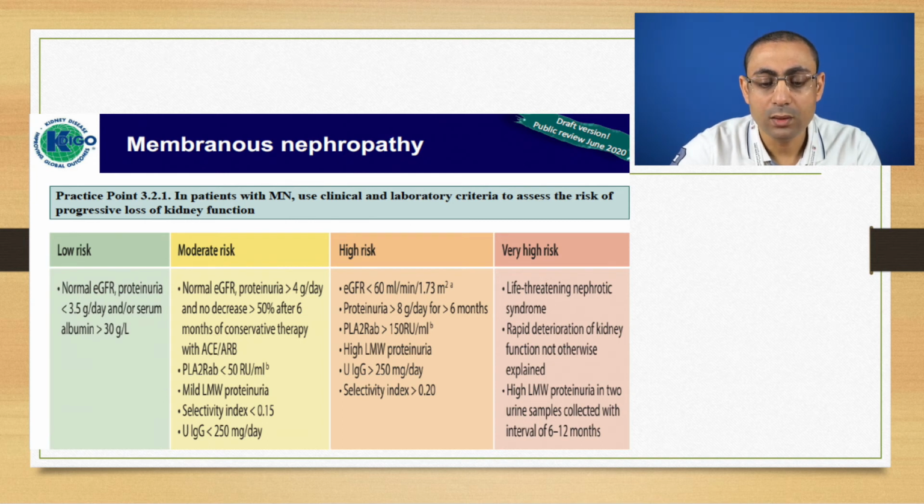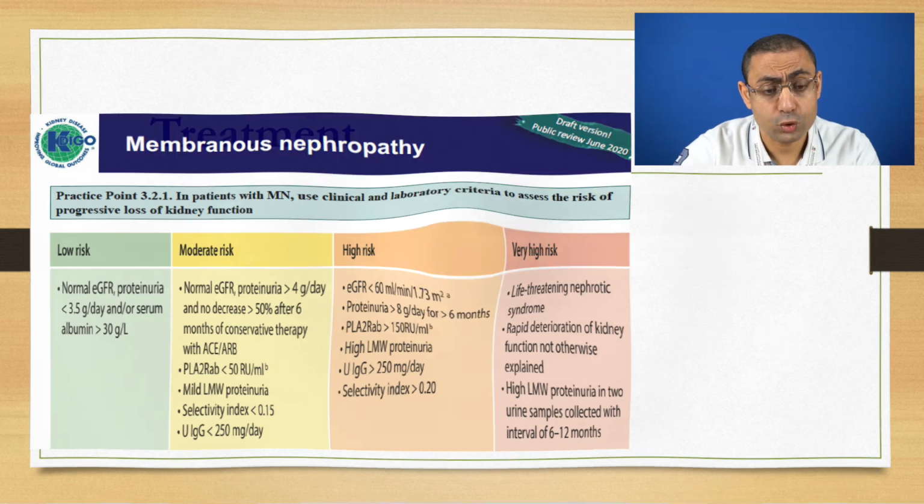High risk group: GFR starts to decline to less than 60 with proteinuria of more than 8 grams per day for 6 months, with a PLA2R antibody level of more than 150 and urinary excretion of IgG of more than 250 milligrams per day. Very high risk group: life-threatening nephrotic syndrome with rapid deterioration of kidney function. According to this classification, we decide whether to give the patients immunosuppression or not.